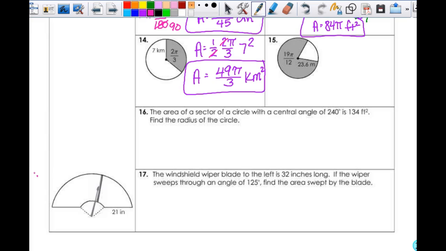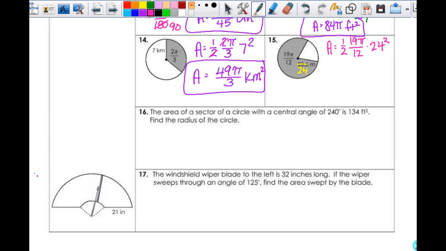Okay, well, good. So let's look at 15. We are going to change something in 15. I'm going to change that radius to 24. So that means that my area is equal to 1/2. Theta is in radians, so I'm good. 19 pi over 12 times 24 squared.